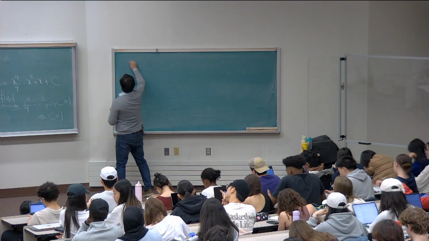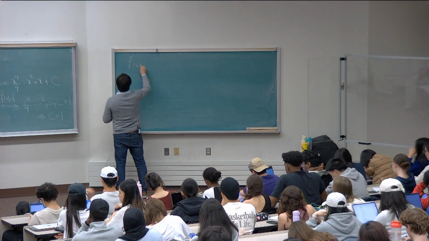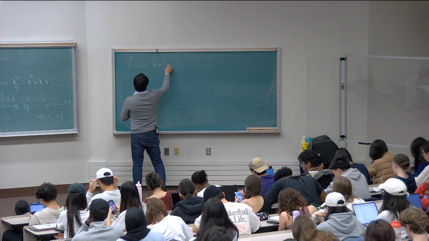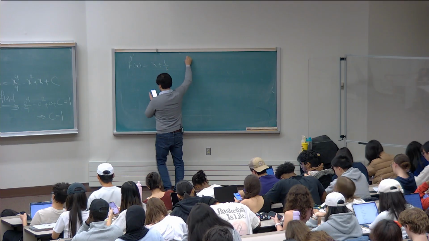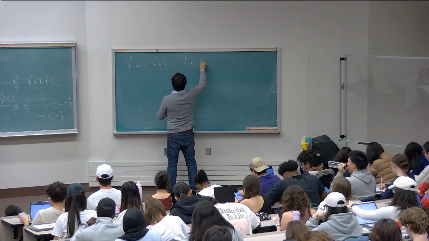Let's do this one: find f, if we know that f prime is x plus 1 over x, given that f at 1 is 3.